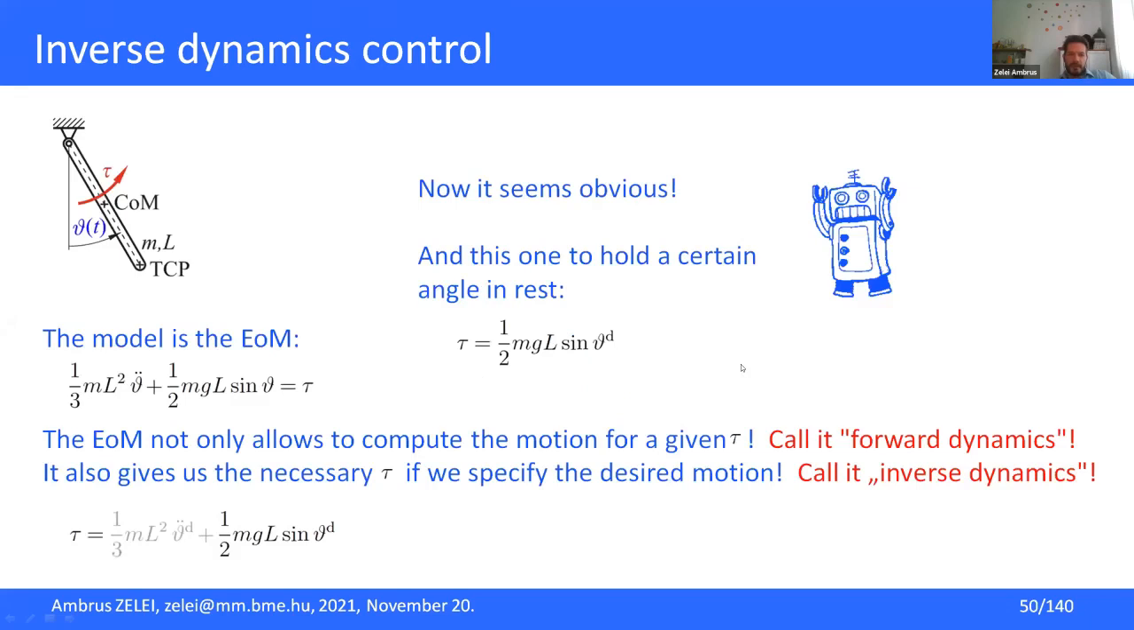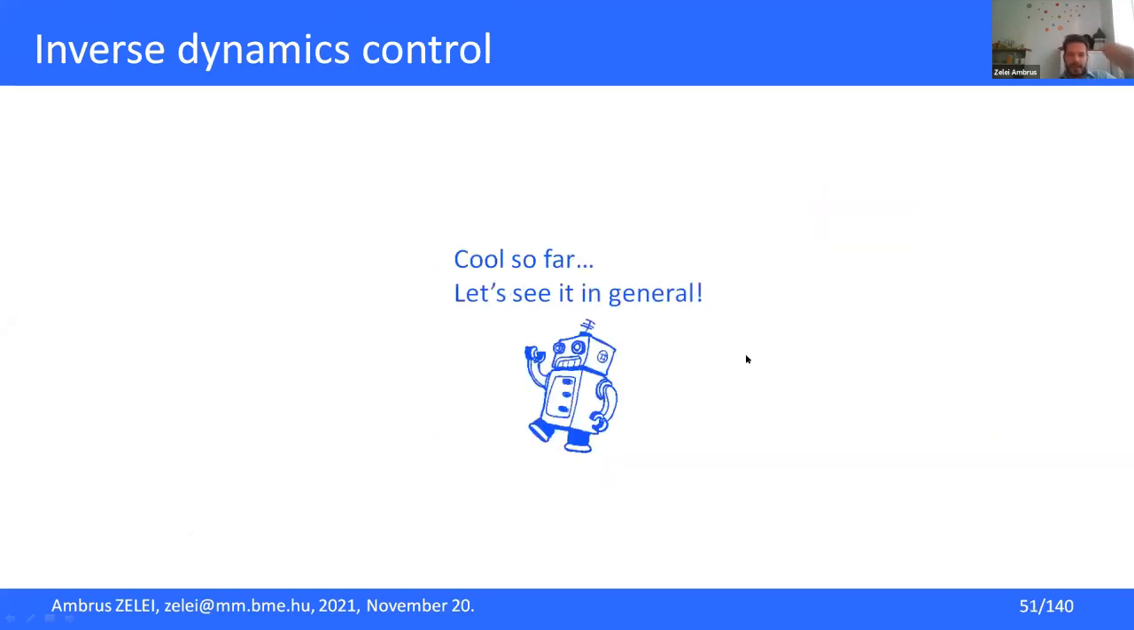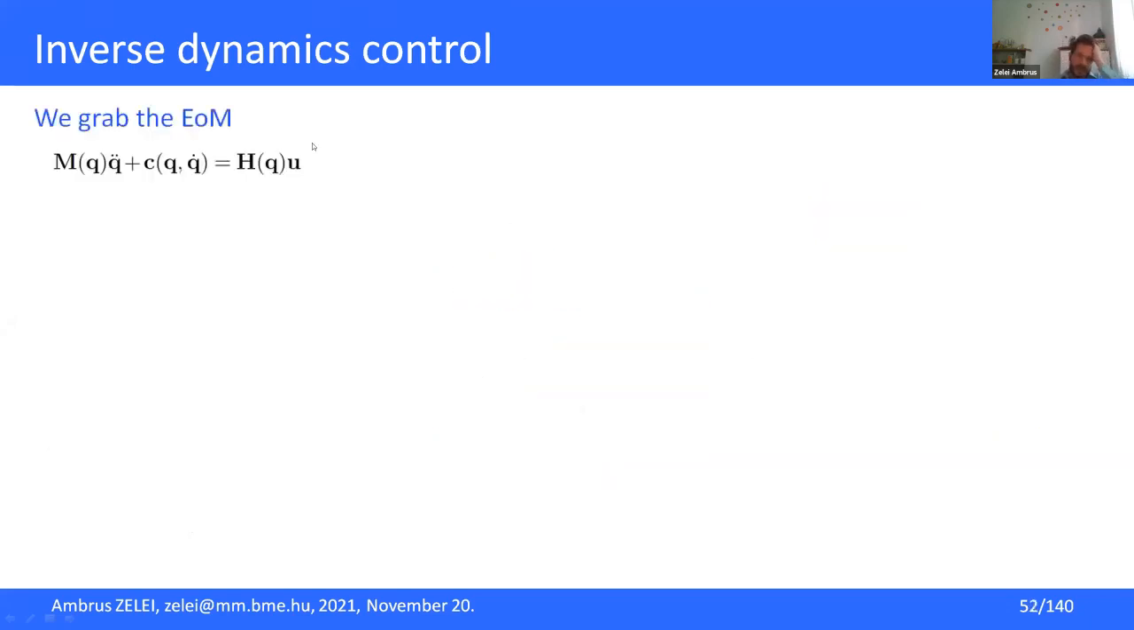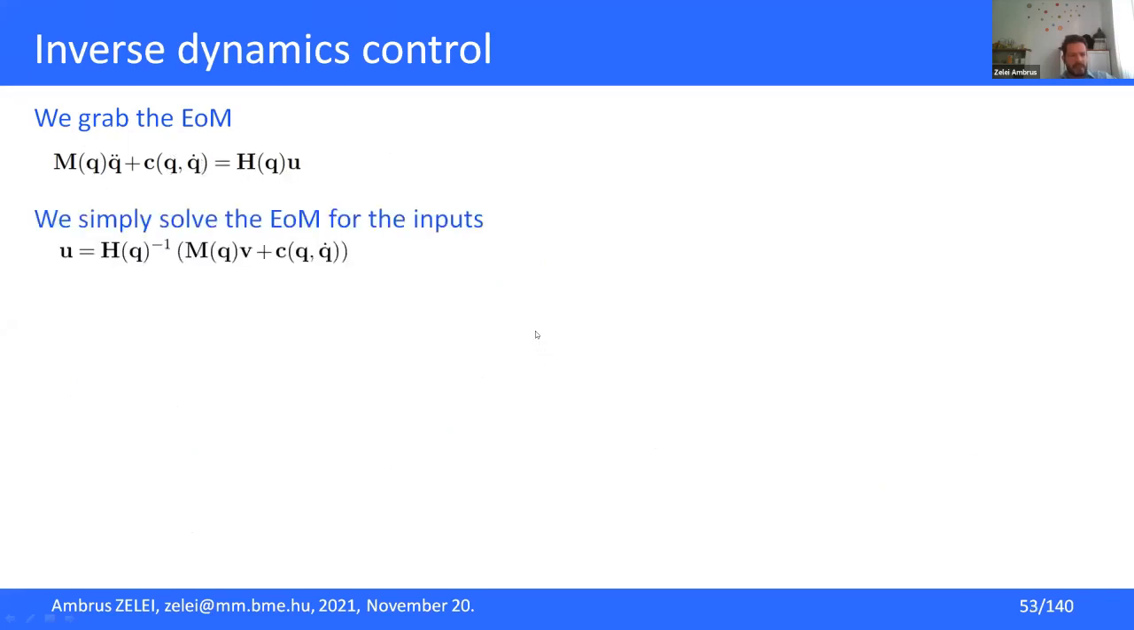So it seems good. Let's try to apply it in general. We take the general form of our equation of motion. Again, I try to show the dependencies for a while, because it will be important just now. So this is the equation of motion, and this is what we said before: if the motion is specified, then I am able to calculate the control input.